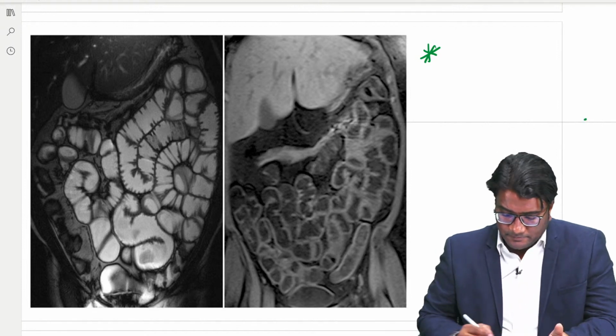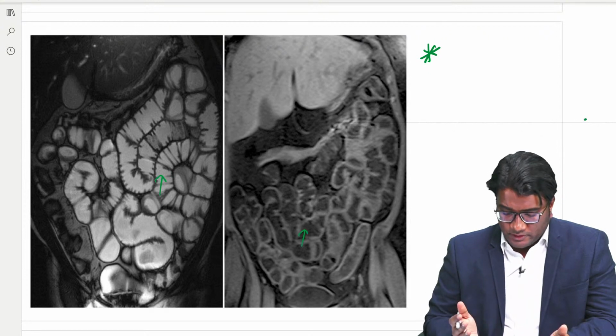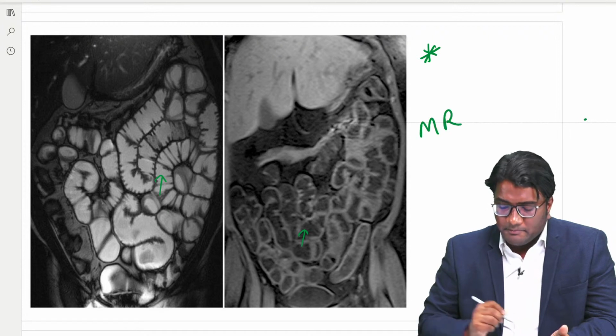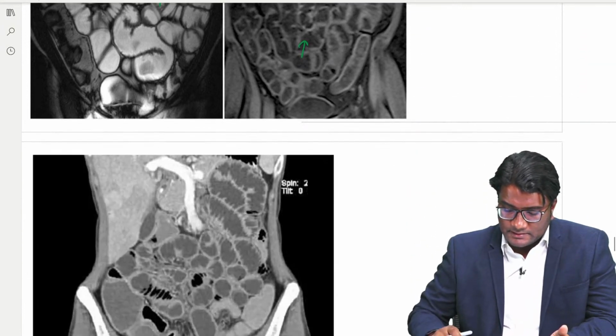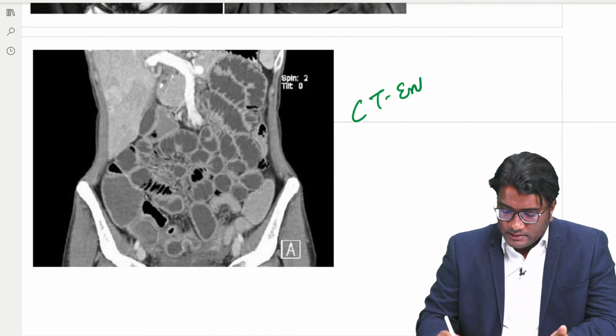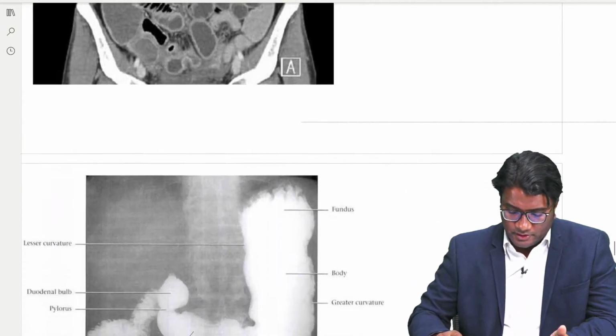CT or MR? Again, the signals are changing with T1, T2 weighted imaging, and the bones are appearing dark here. So this is MR, MR enteroclysis. And this is your CT enteroclysis, right? So this is CT enteroclysis. I hope you got it right.